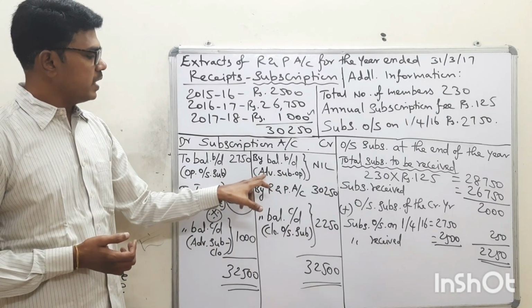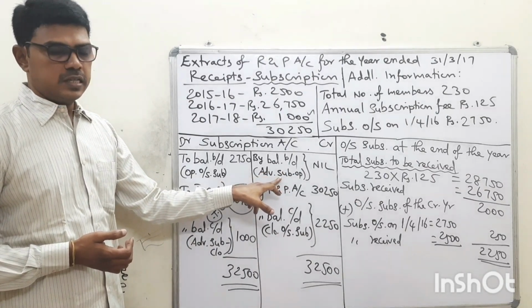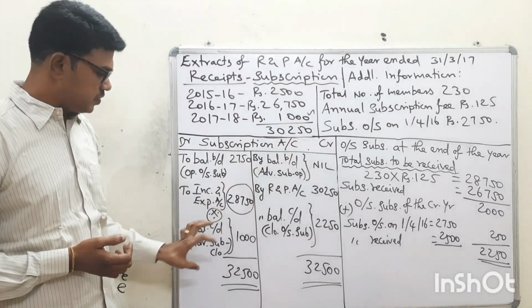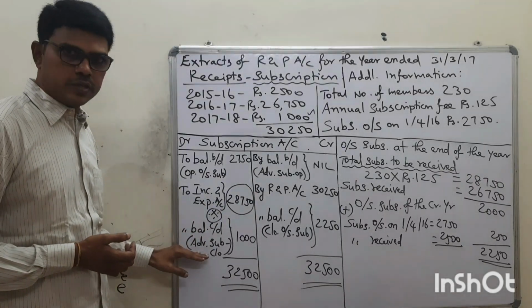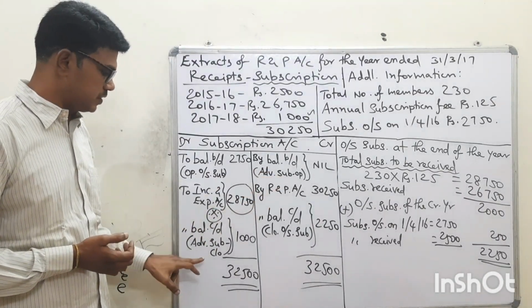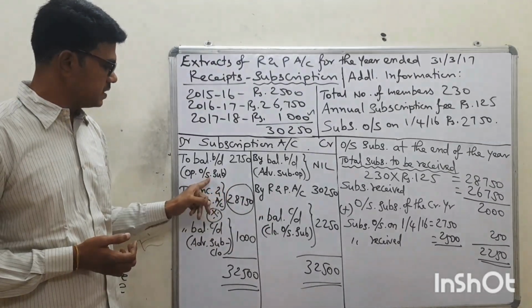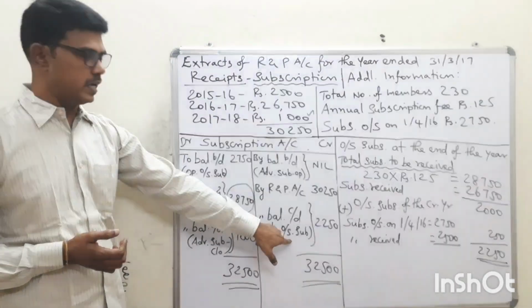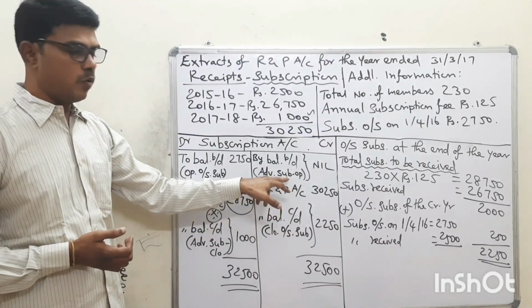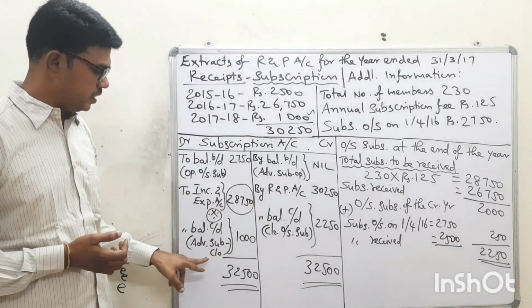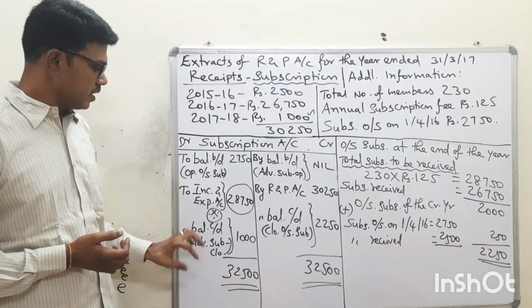Here, opening advance subscription is on the credit side, whereas we should write the closing advance subscription on the debit side, just opposite to this. Like that, here, opposite to this, right? This is in the debit, we should write in the credit. Closing must be in the credit. Opening is in the credit, closing should be in the credit, right?